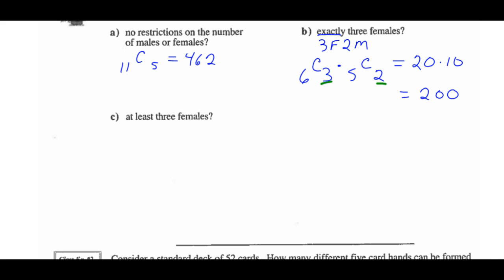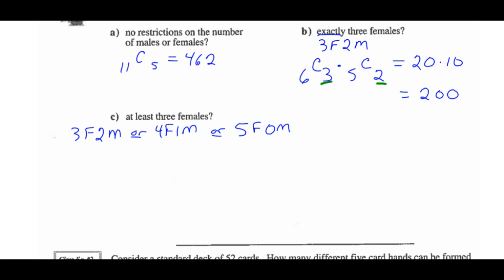So at least 3 females. Well, we did 3 females and 2 males. Or there could be 4 females and 1 male. Or you could have all 5 of the members be females and no males. So that's at least 3 females. All right, so let's go through the situations.